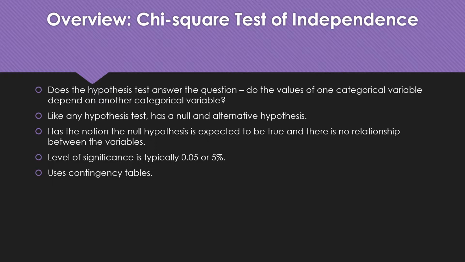Like any hypothesis test, it has a null and an alternative hypothesis. It has the notion the null hypothesis is expected to be true and there is no relationship between the variables. The level of significance is typically 0.05 or 5%. It uses contingency tables.